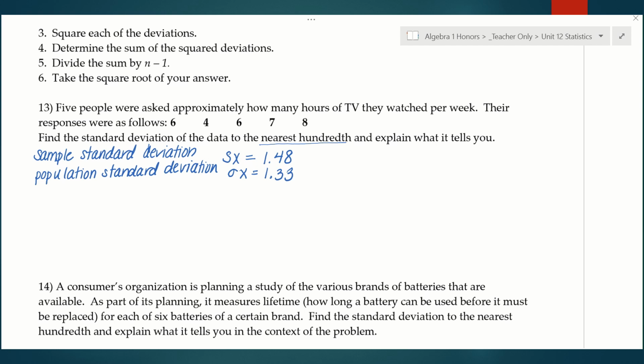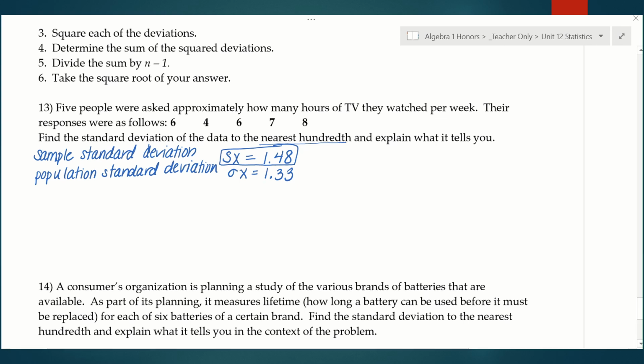Okay. The difference is, by the way, if you remember from last year, sample is a part of the population. So if I'm only finding, like we are here, 5 different data values, that's the sample, because the population would have been, you know, many more people. Okay, so sample is just a part of your population. So anyways, long story short, this is the number we're looking for. And then it says to explain what it tells you. So because our standard deviation is fairly small, it tells us that the numbers are close to the average.